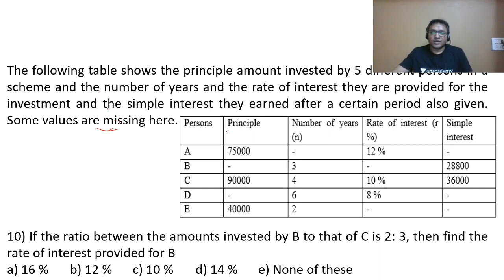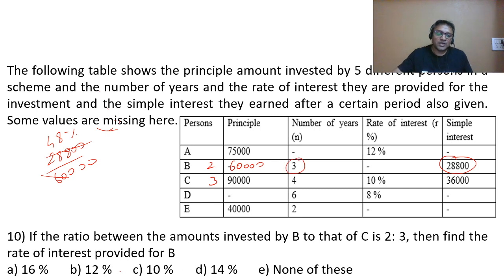Okay, let me start with this. So here the ratio is 2:3. If this is 90,000, this is 60,000. So you get 28,800 as the value. So 28,800 out of 60,000 is how much interest? Break it up: 6 4s are 24, 8s are 48, so you get 0.48. So 48% in 3 years, so every year it will be 16 percent, so A option.